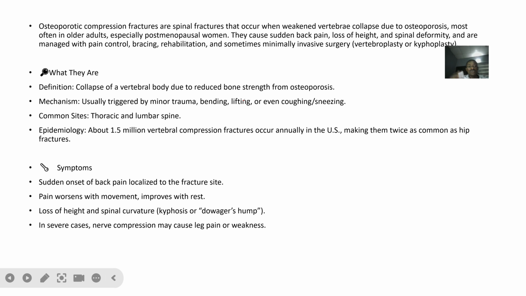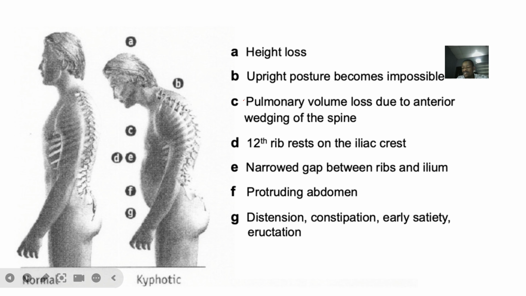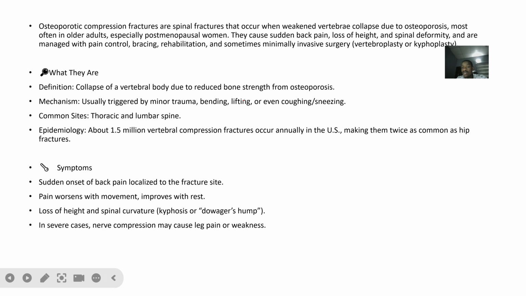Okay. So what we have for osteoporotic compression fractures, you see that there are spinal fractures, just the bones. And they occur when the vertebrae has been weak. So as it has been weak, it has now collapsed. Okay. So it mostly occurs in older adults and mostly in women that have gone past menopause. They don't have much estrogen in their bodies. So estrogen, there's a way it helps in coordinating all that calcium and phosphate in bone.